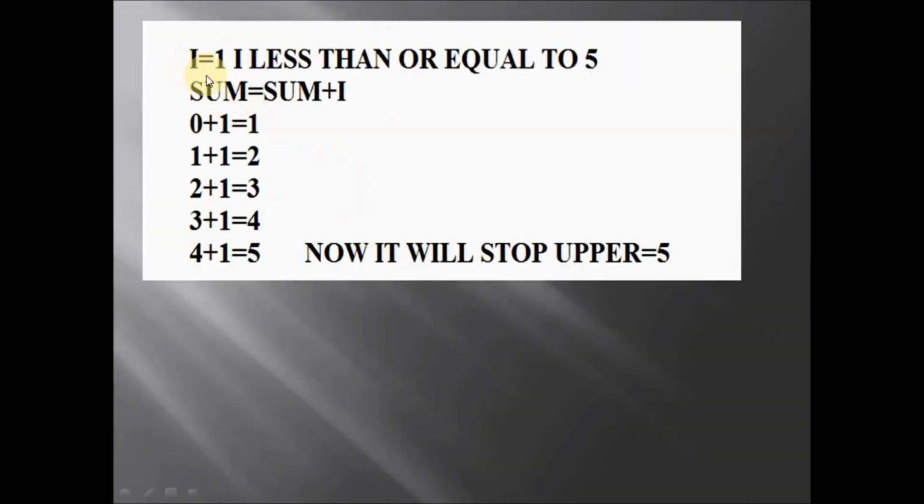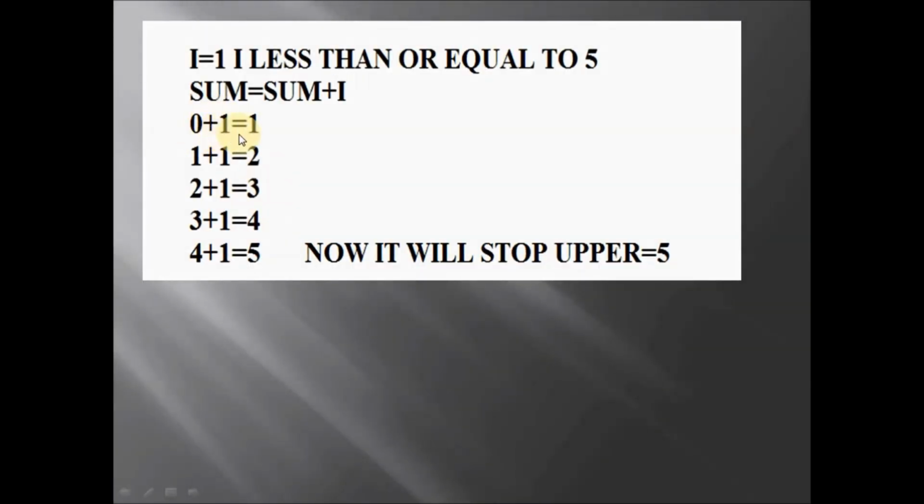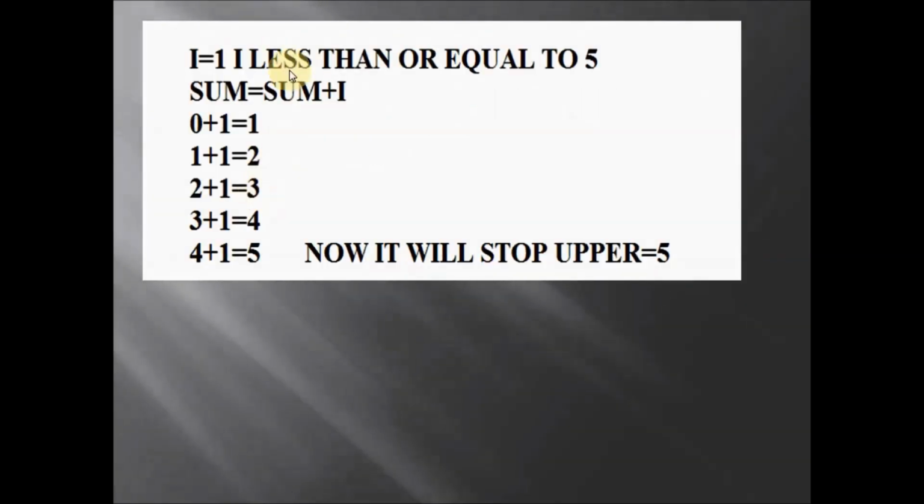See here, it will start from 1. What will be the command in this function? sum is equal to sum plus i. First 0 plus 1. What is the sum's initial value? You can see here the sum's initial value is 0. So 0 plus 1 is 1. Next the sum value will become 1. 1 plus 1, 2. Again the sum value will become 2. 2 plus 1, 3. 3 plus 1, 4. Lastly 4 plus 1, 5. If you add all this, what will be the result? 15. The result will be 15.